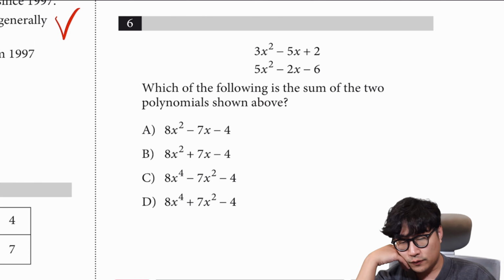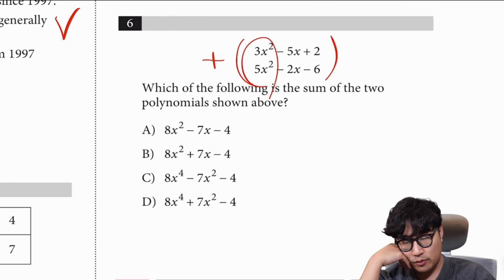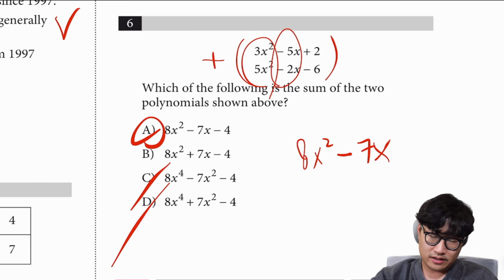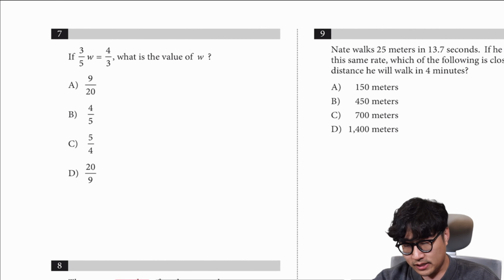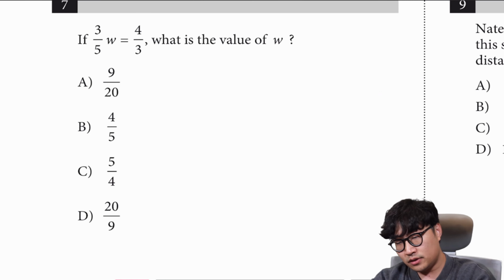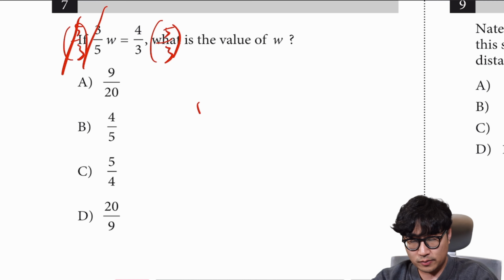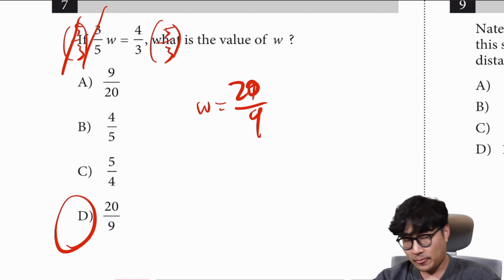Number 6, which of the following is the sum of the two polynomials shown? Literally just add that and that will be 8x squared. And then when you add that, that'll be a negative 7x in total, and that's answer choice A. Enough is enough, move on. Number 7, so what is the value of W? Just multiply 5 over 3 on both sides so you can just cancel that, right? So that would just be W is equal to 20 over 9, answer choice D.